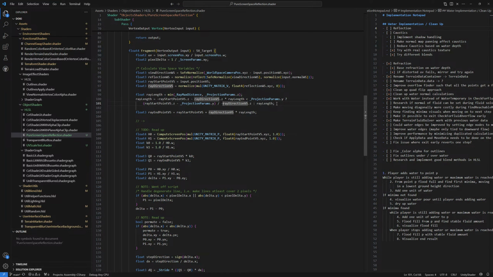So I think we want to work with the space in the same way as Unity does. So we just want to change these two pretty much.